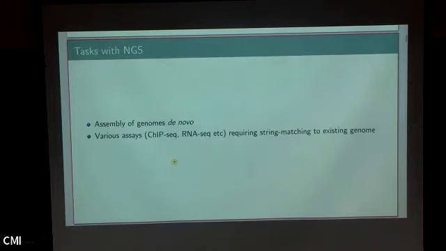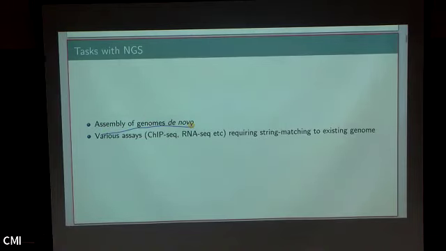So these are the tasks that you have with next generation sequencing. The first one is assembly of genomes de novo. That means you don't know what the genome of a new species is. You found a new frog or something and you want to get its genome. You put its DNA in an Illumina machine and it gives you these reads, which are 30 to 200 base pairs, and you have to stitch all of them together to get a genome. That's a very complicated task, but some of the basics of this are quite simple and interesting.